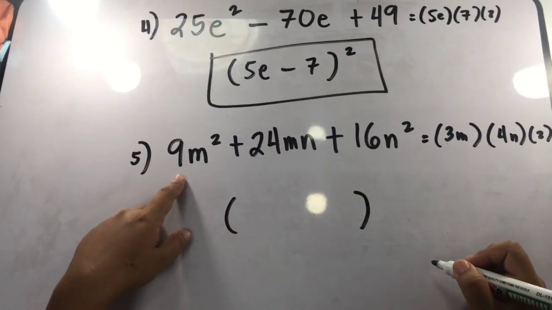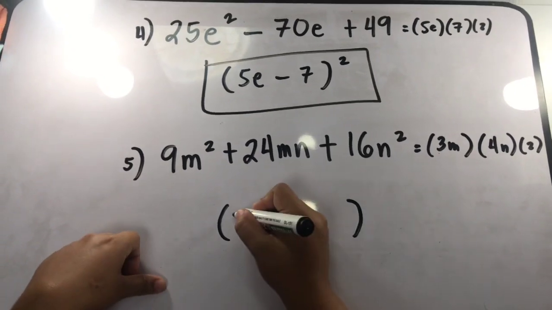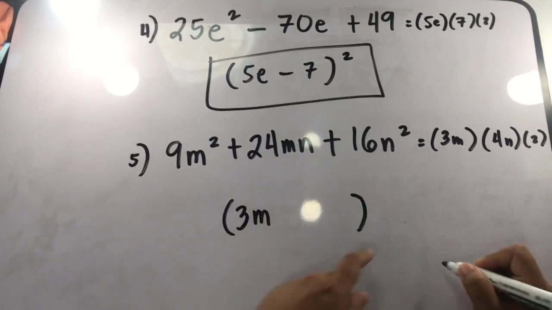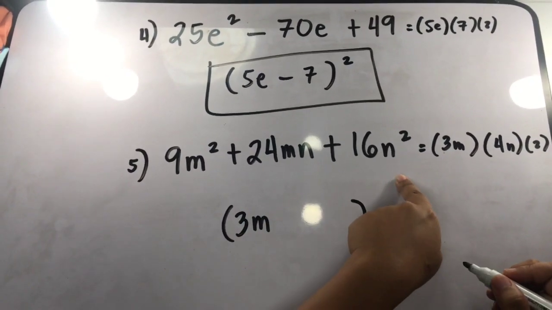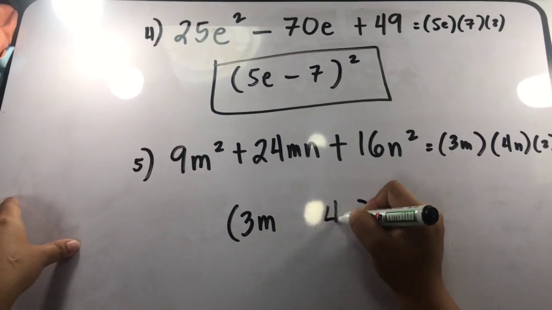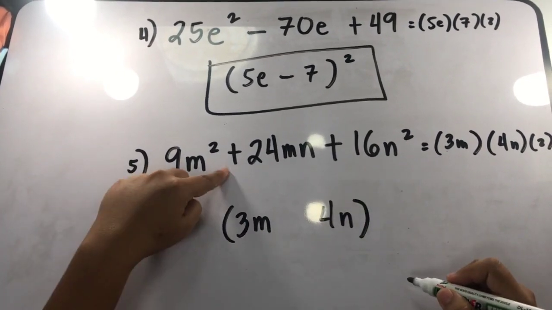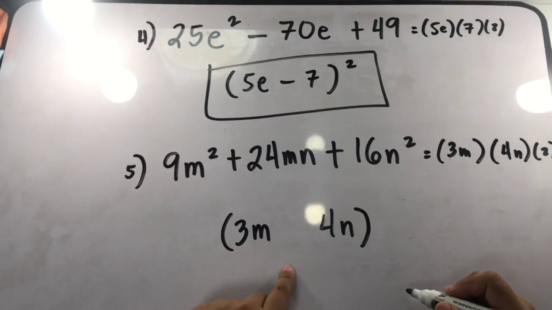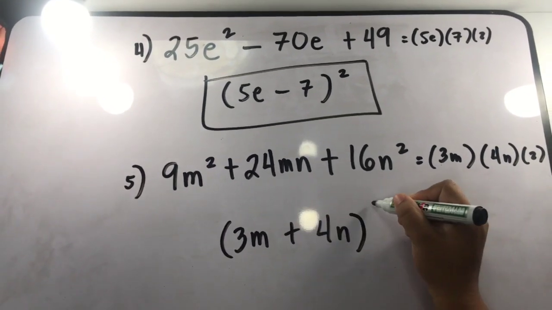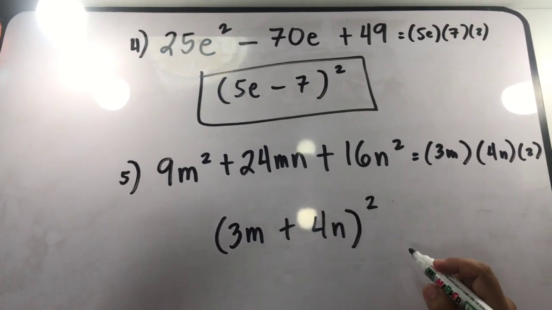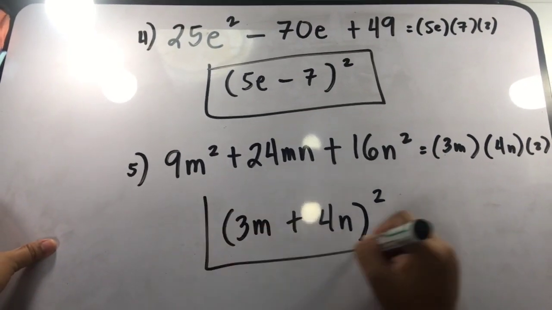So, let us get the factors. Square root of 9m squared is 3m. Square root of 16n squared is 4n. Then, sign of the middle term, positive. So, yung factors natin, positive din. So, the answer is the quantity of 3m plus 4n squared.